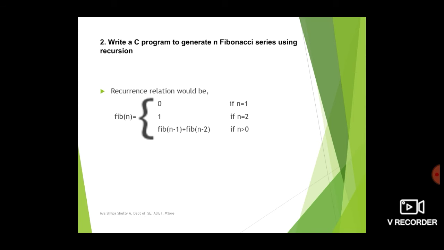Otherwise, for any other value of n greater than 2, since 1 and 2 we have already written the condition, it is Fibonacci of n minus 1 plus Fibonacci of n minus 2. For example, fib of 3 is nothing but fib of 2 plus fib of 1. So fib of 2 is 1, fib of 1 is 0, so 0 plus 1 is 1. So that's how it is calculated.